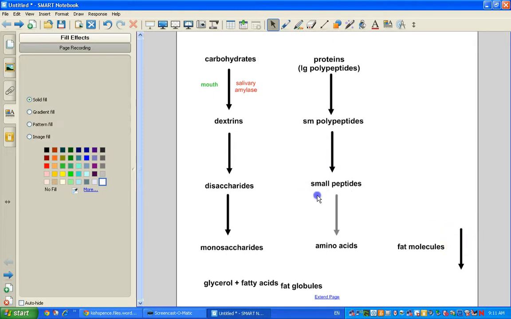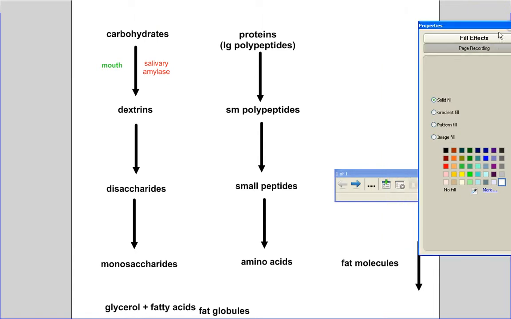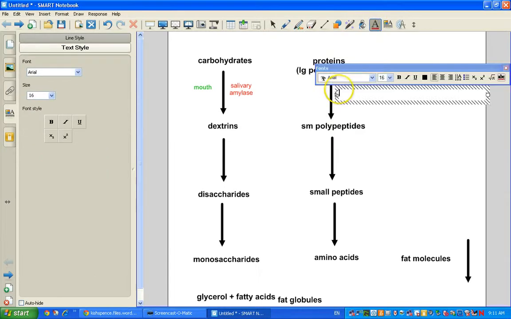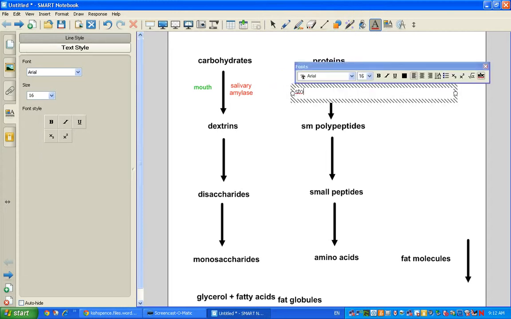So this starts not in the mouth. There's no chemical digestion of protein in the mouth, but it starts in the next part. We talked about how an enzyme had to be activated by the acidic environment in the stomach. So we talked about pepsin and how pepsin acts on proteins in the stomach.